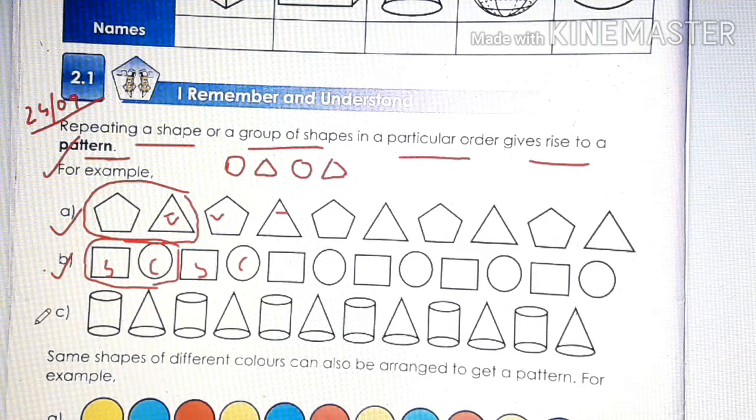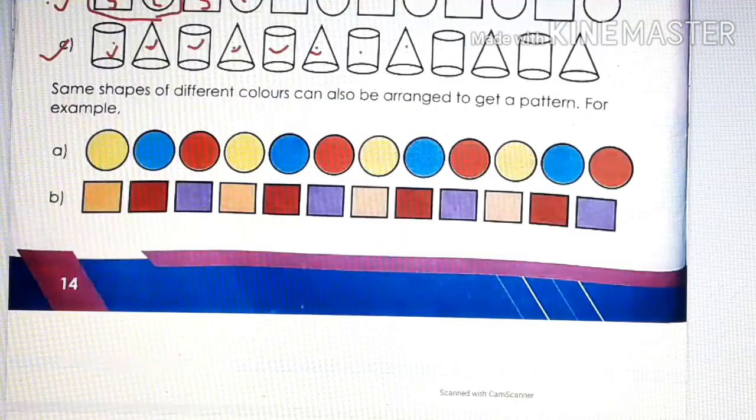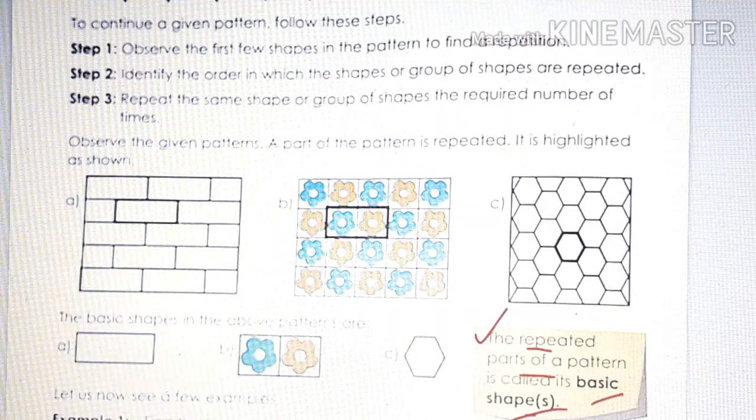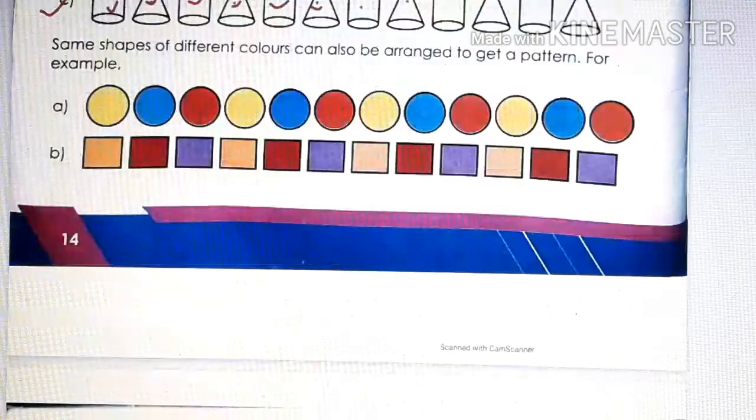The third one, you can see what shapes are here. Cylinder and cone, isn't it? So cylinder and cone, children, are repeating again and again to form a pattern. First is a cylinder, then a cone. Again we start with a cylinder and cone. These two basic shapes are repeated again and again to form a pattern. Clear? What is a pattern and what is a basic shape, children? The repeated part of a pattern is called its basic shapes.